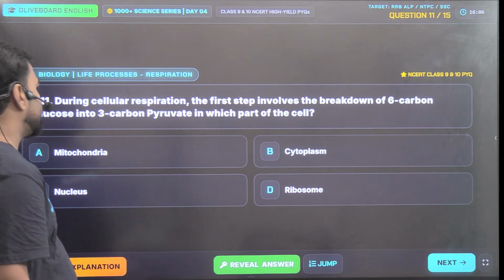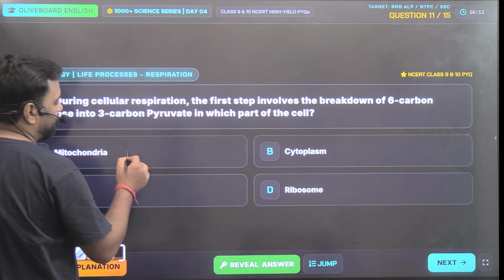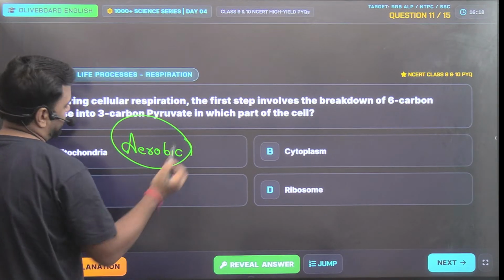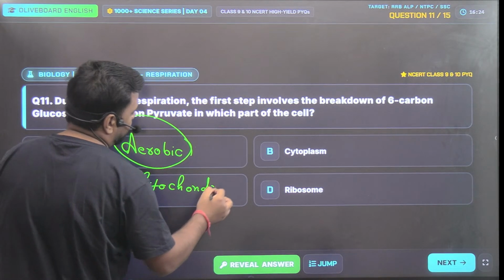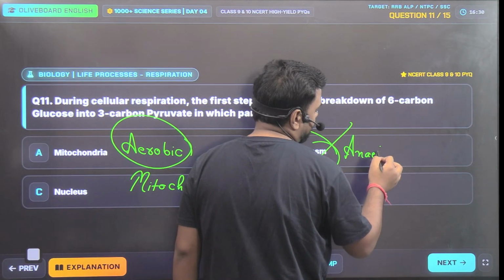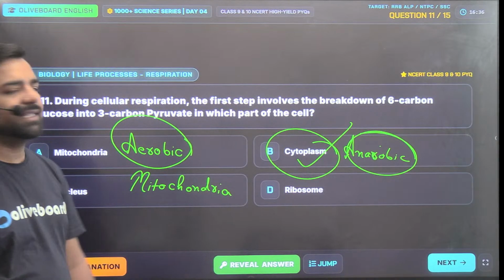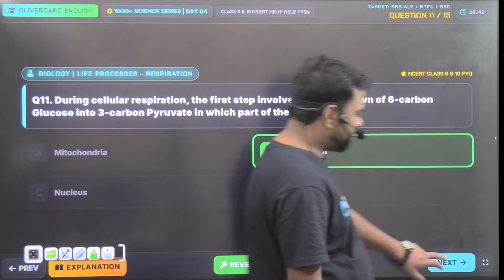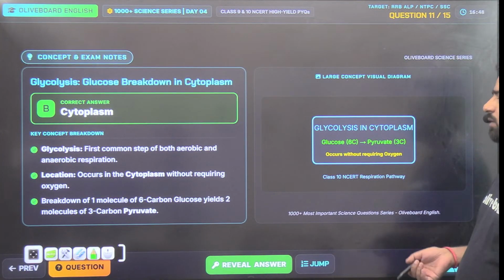Okay. So guys, always remember, if it is aerobic respiration, it might take place in cytoplasm, or in most cases it takes place in mitochondria. But anaerobic respiration takes place in cytoplasm, where the glucose breakdown is taking place in the absence of oxygen. So the correct answer is going to be option B, right? So yes, here it is. It occurs in the cytoplasm without requiring oxygen.